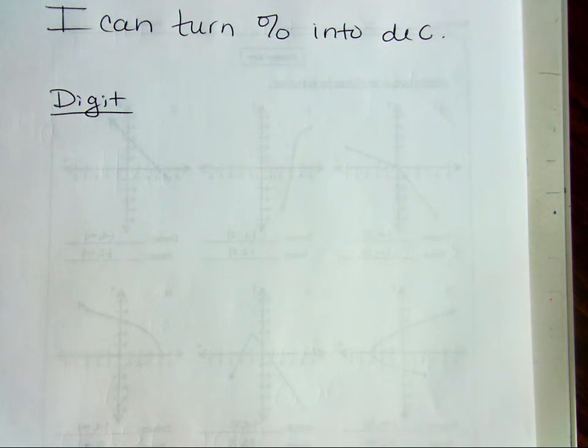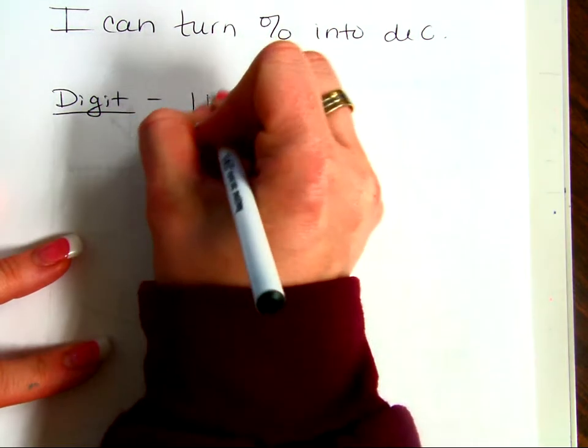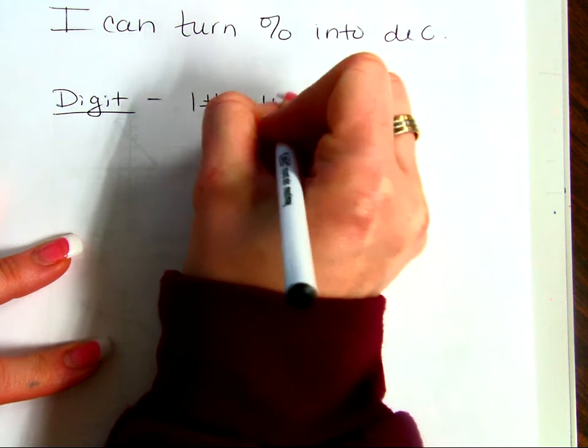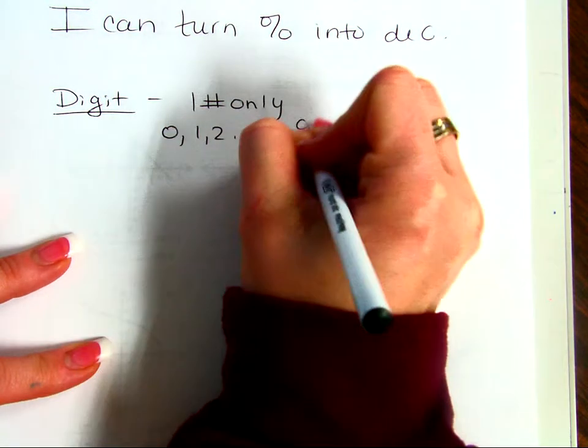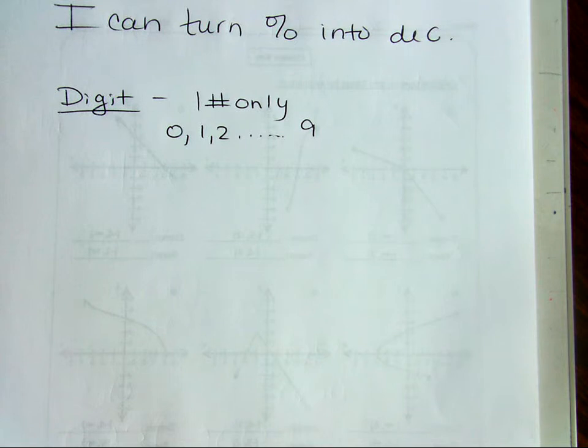So my question to you is, is 12 a digit? No. 12 is a number that is composed of 2 digits, right? How many digits exist? Think before you shout out. There's more than 9. 10. Because of 0. Good. So our digits are one number only, and it's 0, 1, 2, 3, 4, 5, all the way up to 9, right?